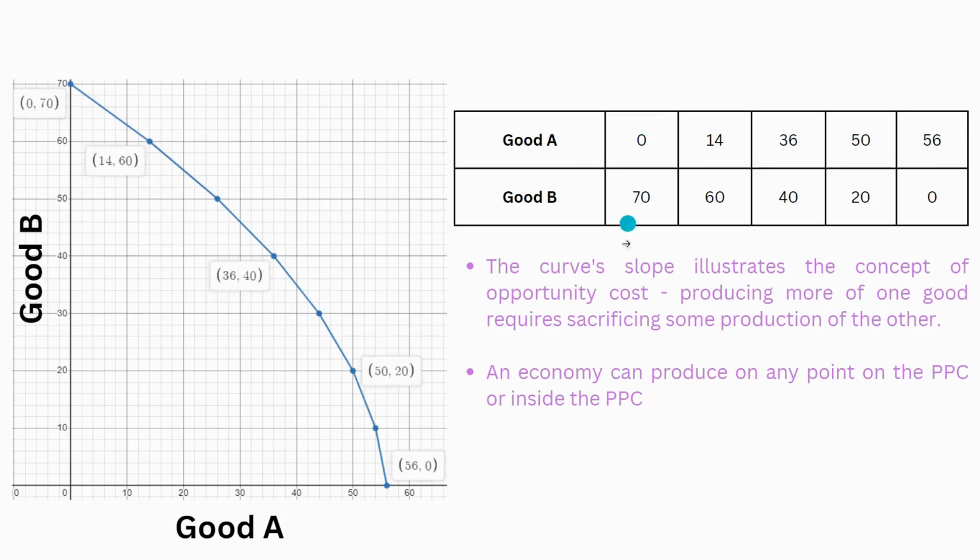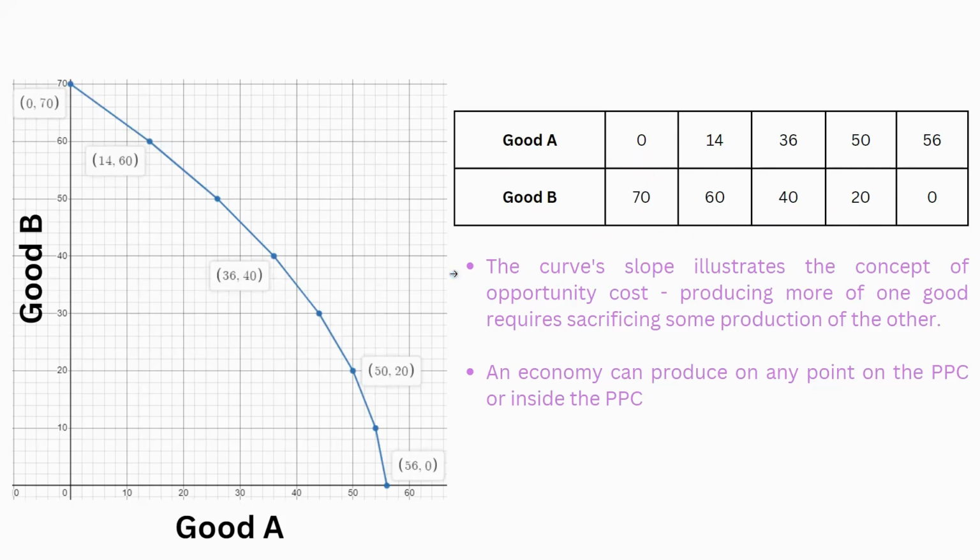So let's look at these key points. The curve slope illustrates the concept of opportunity cost. Producing more of one good requires sacrificing some production of the other. So let's see this table. As the production of good A increases, the production of good B decreases.